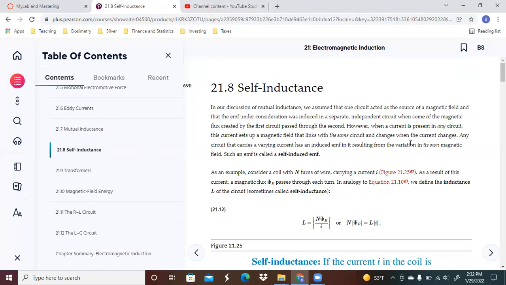So for mutual inductance, we assume that one circuit acted as a source of magnetic field and that the EMF under consideration was induced in a separate independent circuit with some of the magnetic flux created by the first circuit passing through the second. However, when a current is present in any circuit, this current sets up a magnetic field that links with the same circuit and changes when the current changes. So any circuit that carries a varying current has an induced EMF in it resulting from the variation within its own magnetic field. This is called self-induced EMF.